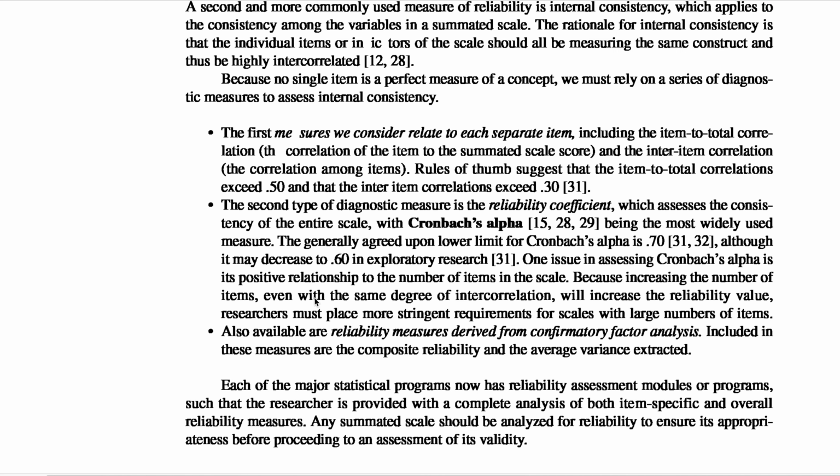Let's talk about the first measurement, which relates to each separate item, including the item-to-total correlation, the correlation of the item to the summated scale score, and the inter-item correlation among the items. Rule of thumb suggests that the item-to-total correlation should exceed 0.50 and that the inter-item correlation should exceed 0.30.